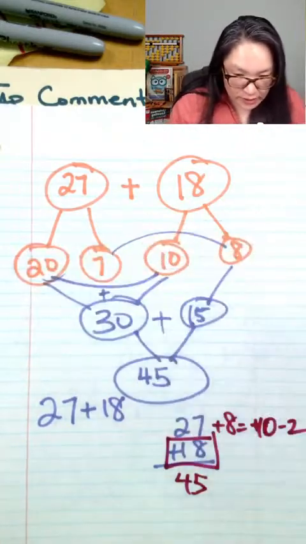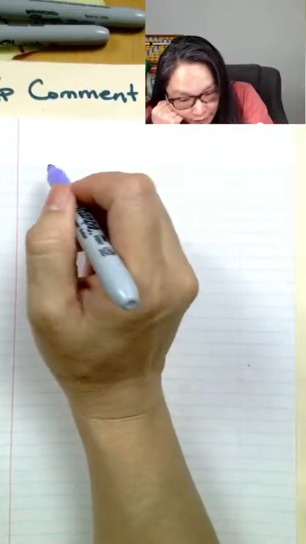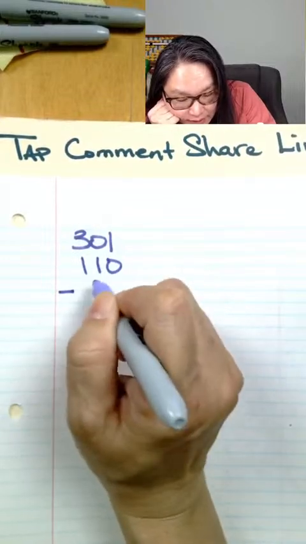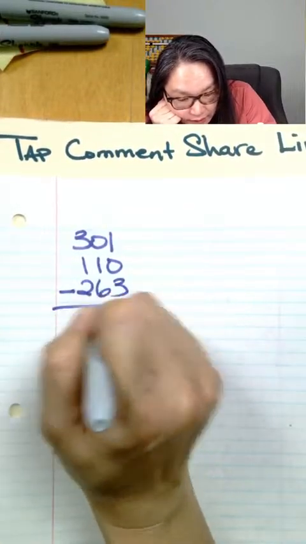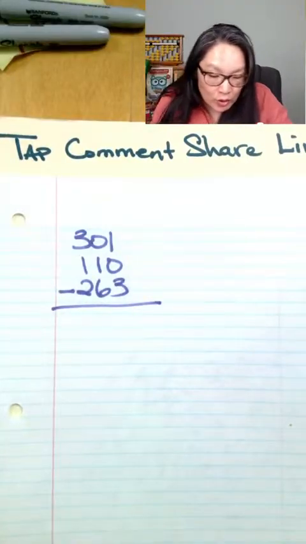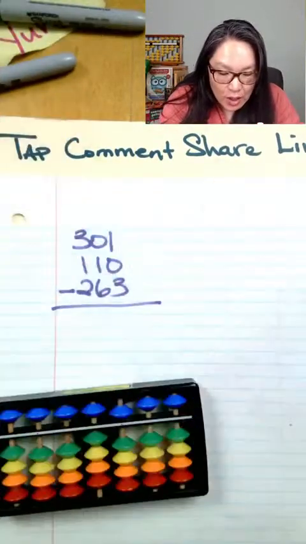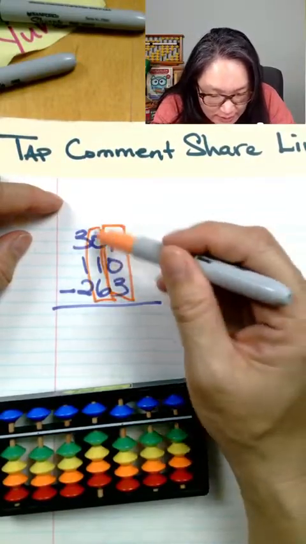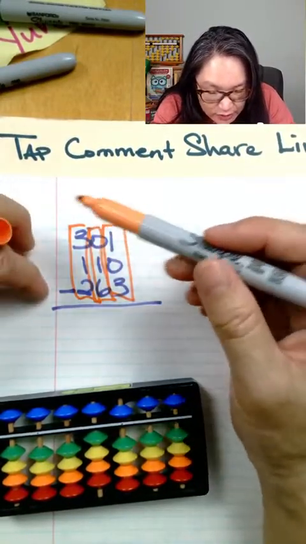Here's another question. We can do 3 digits. Well, let's be exciting and do 3 digits. The question is 301 plus 110 minus 263. Now, it's common for abacus to have more than just 2 add-ins. But notice we actually, in abacus, do not do the ones first, and then the tens, and then the hundreds. We don't do it that way.